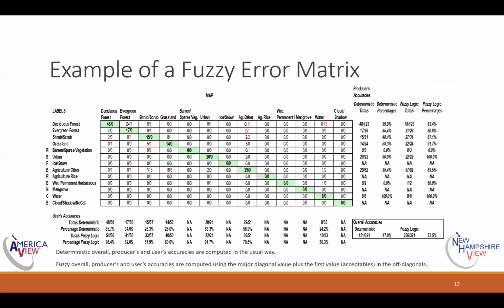And then when you do that, you get an error matrix that looks like this. Okay, so you can remember that the off-diagonal elements, the first value are the acceptables and the second value are the unacceptables. And the major diagonal, which is in green here, the first value is the goods, and then you can ignore that other value. This was in an Excel spreadsheet and it was hard to be consistent.